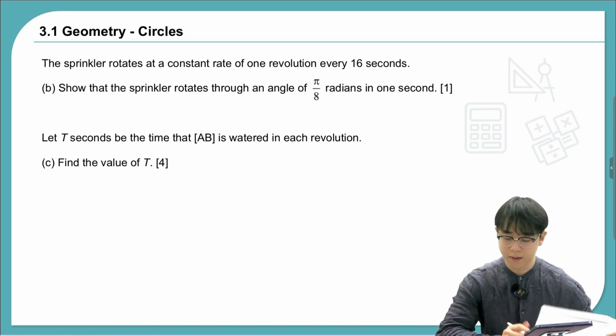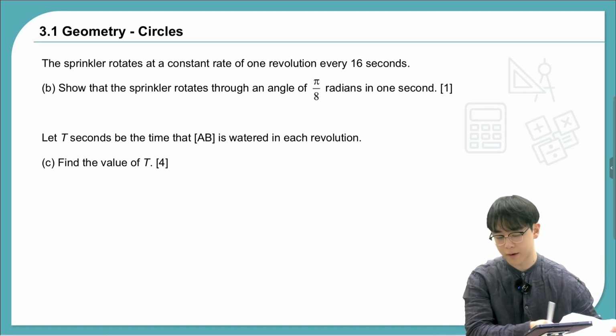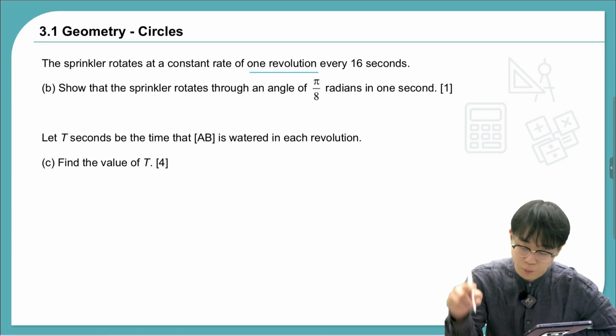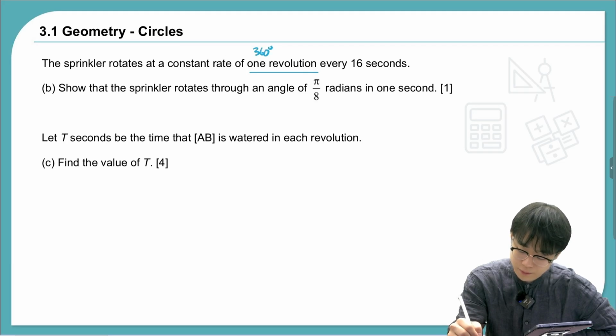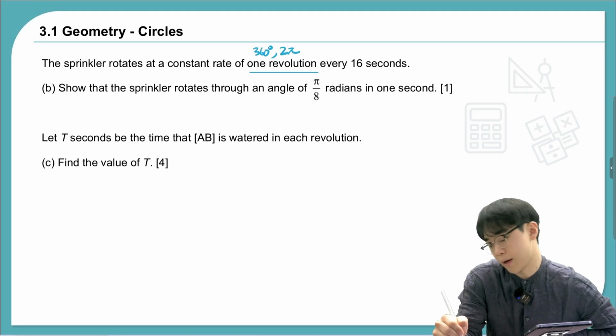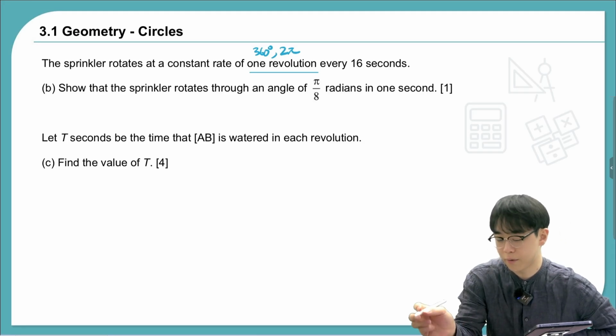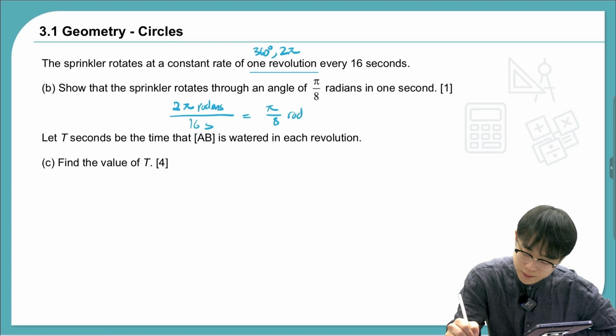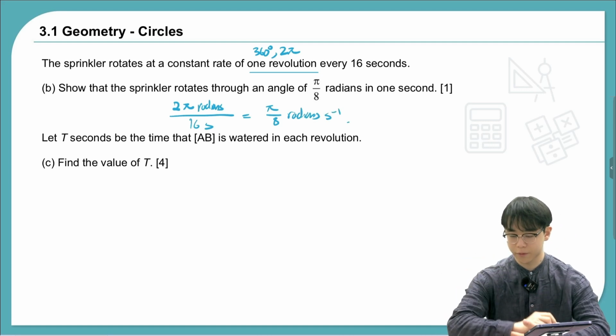Now for part B. The sprinkler is rotating at a constant rate of 1 revolution every 16 seconds. So it's important to note, like 1 revolution, that's like 360 degrees or 2 pi radians. So we need to show that it rotates for an angle of pi over 8 radians in 1 second. So yeah, we would just have 2 pi radians is rotated every 16 seconds. So that would just be pi over 8 radians per second that's rotated. Okay, so B is pretty straightforward. C.